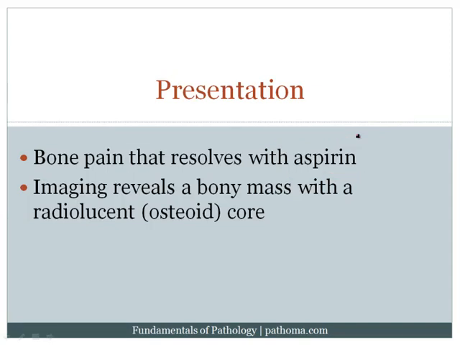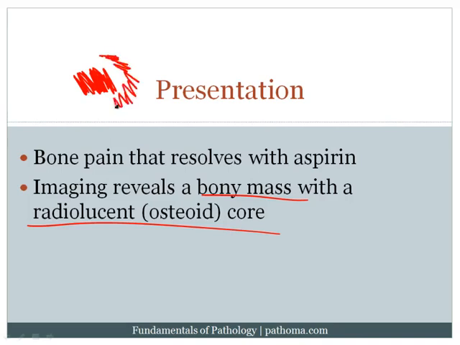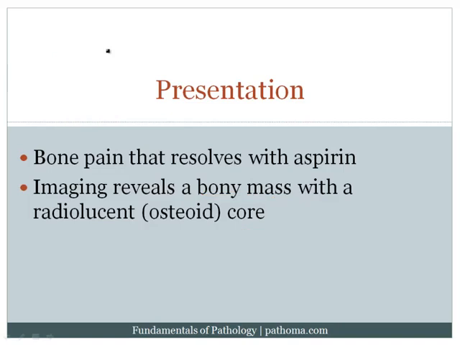Now when imaging is performed, you'll see a bony mass with a radiolucent core. Again, the idea here is that you've got a center core of osteoid, which will be radiolucent. It won't get picked up on the x-ray. However, that will be surrounded by a rim of reactive bone, which will light up as white on the x-ray, i.e. the color of bone. And so that's what we mean here when we say that you get a bony mass with a radiolucent core. The bony mass represents the rim, and the center, the core, represents the osteoid.